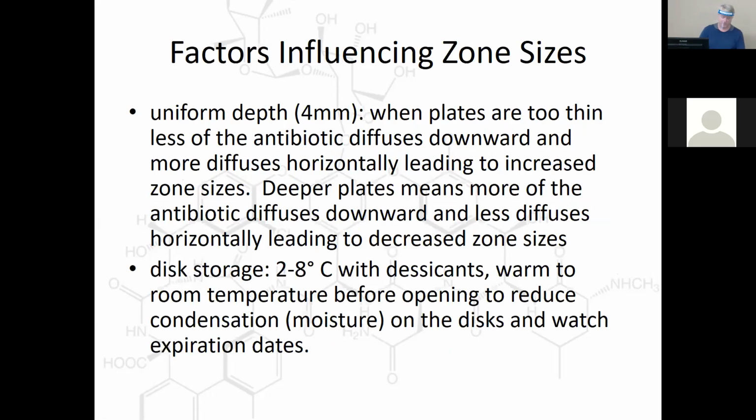Uniform depth: 4 millimeters. When plates are too thin, less of the antibiotic diffuses downward and more diffuses horizontally, leading to increased zone sizes. So we got 2 students down there pouring plates this afternoon.